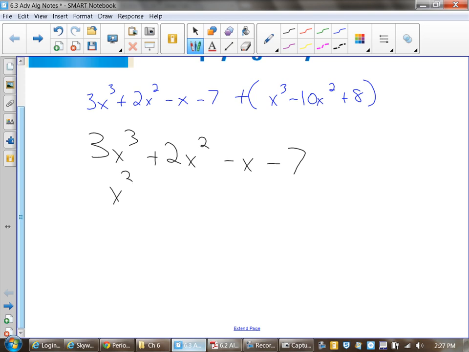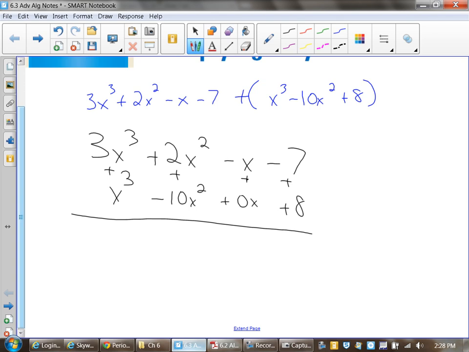I have an x cubed minus a 10x squared plus an 8. What goes in the value for the x? A 0. What I'm doing here is putting a placeholder in that spot so that I don't screw anything up. This is an addition problem. It's a third degree polynomial, which means I'm going to have 4 things to add together. So I'm adding between all of these.